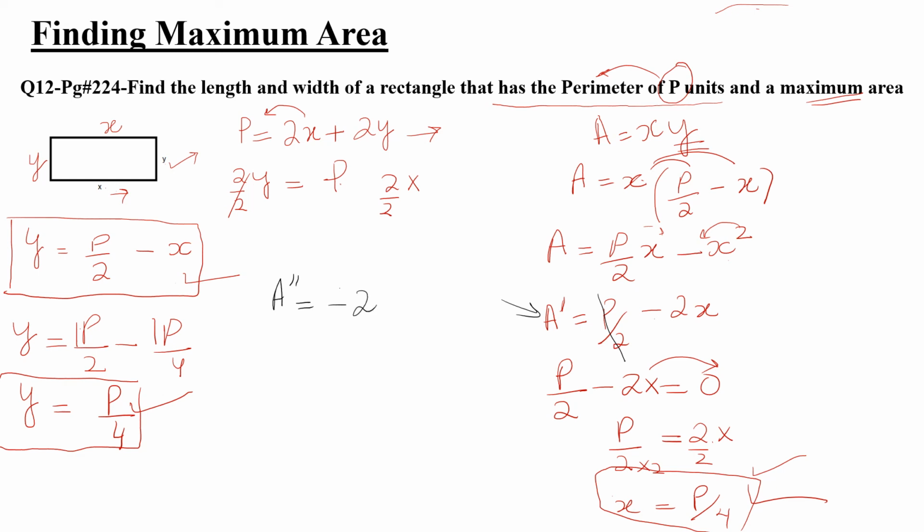And you all know that if the second derivative is less than 0, then you always have a relative maximum. So that means it has a maximum area at length equals p over 4 and the width equals p over 4. Hope you understood this thing.